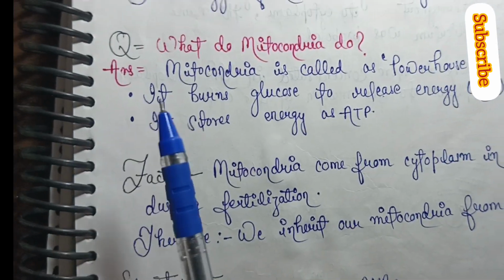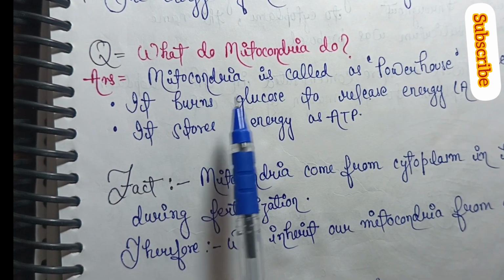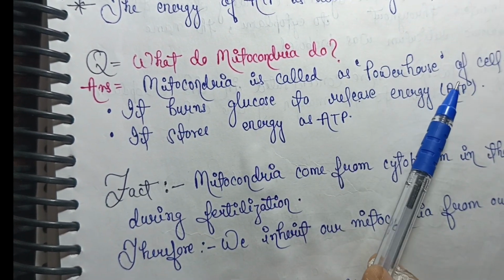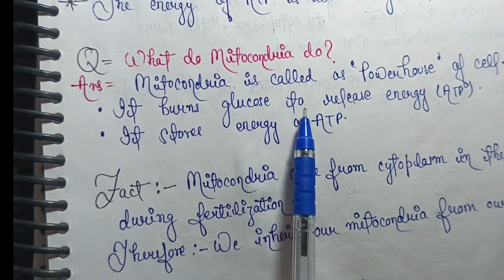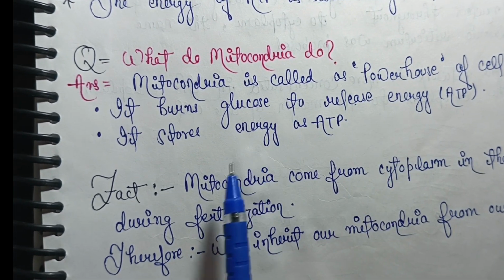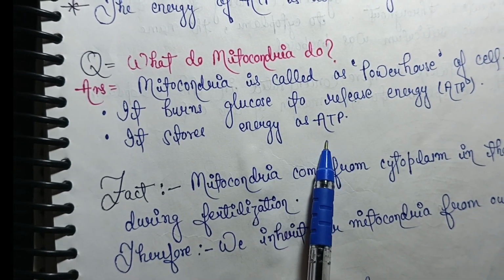Now, what do mitochondria do? Mitochondria is called as a powerhouse of cell. So it burns glucose to release energy, ATP. It stores energy as ATP.